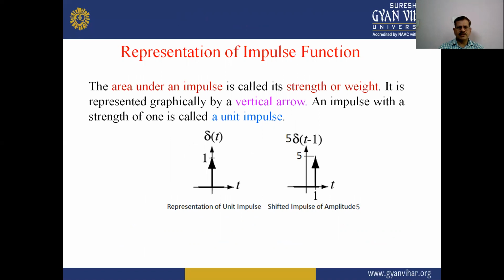Representation of impulse function. The area under an impulse is called its strength or weight. It is represented graphically by a vertical arrow. An impulse with a strength of 1 is called a unit impulse. So the first is the representation of a unit impulse, and the second is the shifted impulse of amplitude 5. So that is the representation of impulse functions.